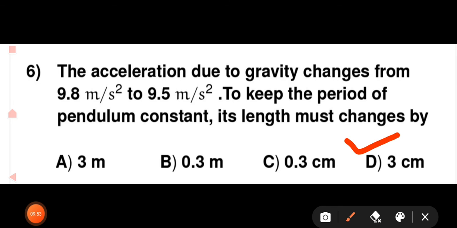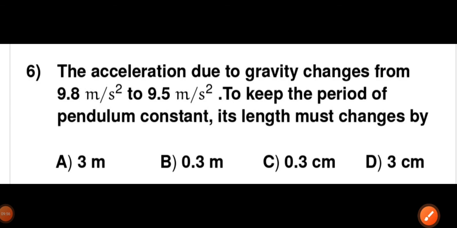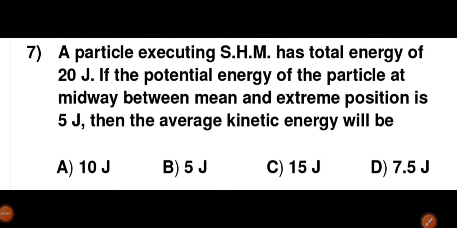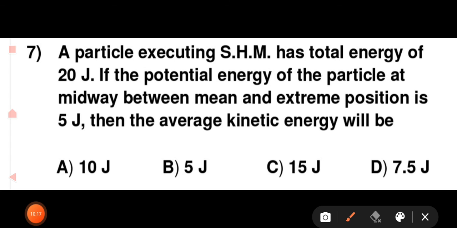Now we'll move to question number 7. The question says that a particle executing SHM has a total energy of 20 joule. If the potential energy of the particle at the midway between the mean and extreme position is 5 joule, then the average kinetic energy will be? Friends, in this question, 20 joule is the total energy, and the potential energy of the particle at the midway between mean and extreme position is 5 joule, that is given. So what is the average kinetic energy is asked here.